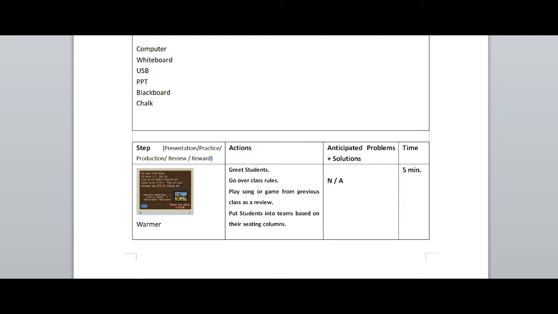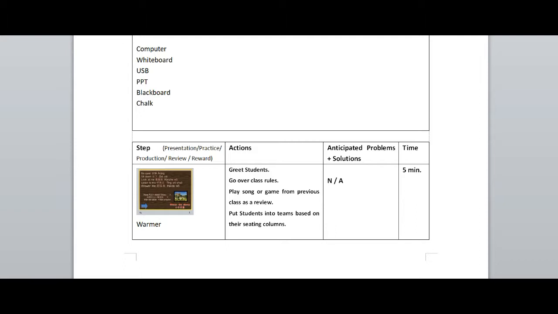And this is my warmer. I do it at the start of every class. Basically, I greet the students. We go over the class rules, like I will have them say and do actions that correspond to the class rules. This is when I put them into teams based on their columns.